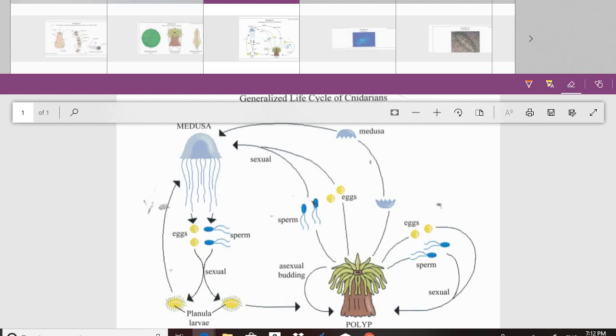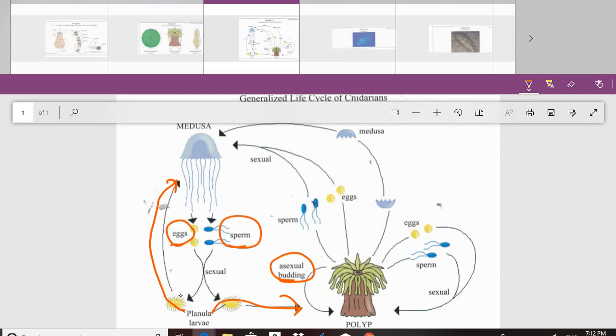Okay, so this is just a summary of what we just said. The medusa can reproduce sexually with an egg and a sperm. These planula form, and then this shows that the planula can become a medusa, but in other species it will become a polyp. But it's sexual reproduction. And then with a polyp, we saw that one way that reproduction can occur is by budding.